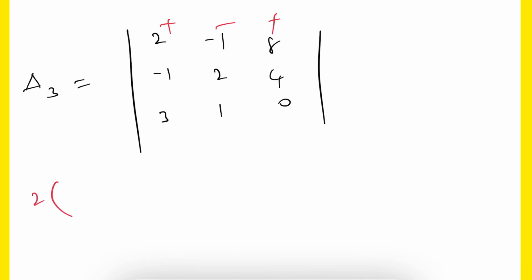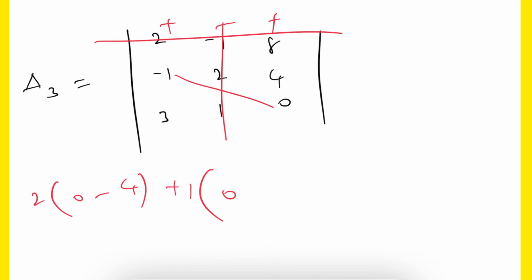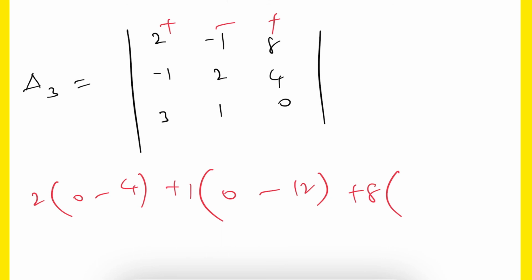2 into 2 into 0 0 minus 1 4 is a 4. Then second element will become minus into minus plus 1 times, if we remove the row as well as column, minus 1 into 0 0 minus 3 4 is a 12. Then last plus 8 into minus 1 into 1 minus 1 minus 3 2 is a 6.